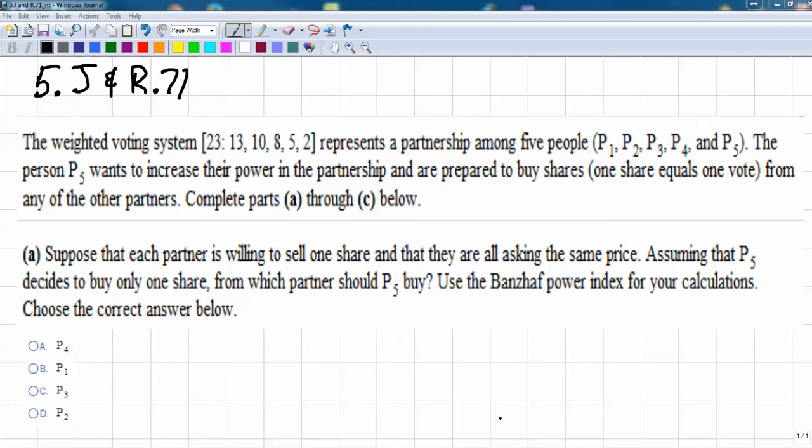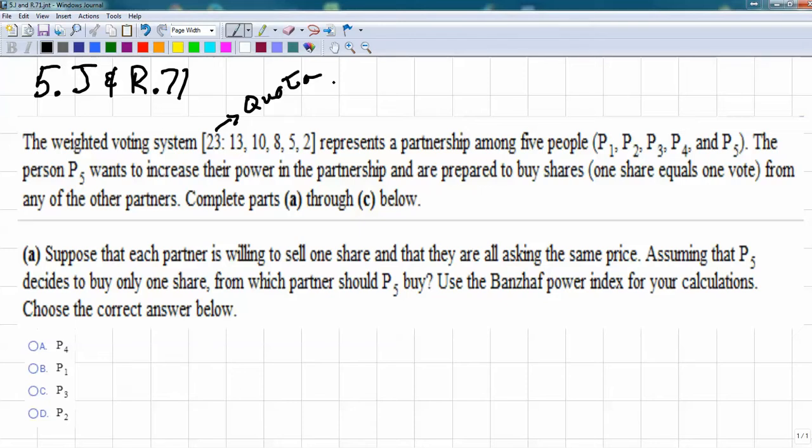All right, for this problem, we're going to be talking about weighted voting systems. The weighted voting system 23: 13, 10, 8, 5, and 2, where 23 is going to be our quota. So that's something that you need to keep in mind when you're working on these particular problems. The quota is what is going to help me determine what a winning coalition is going to be.